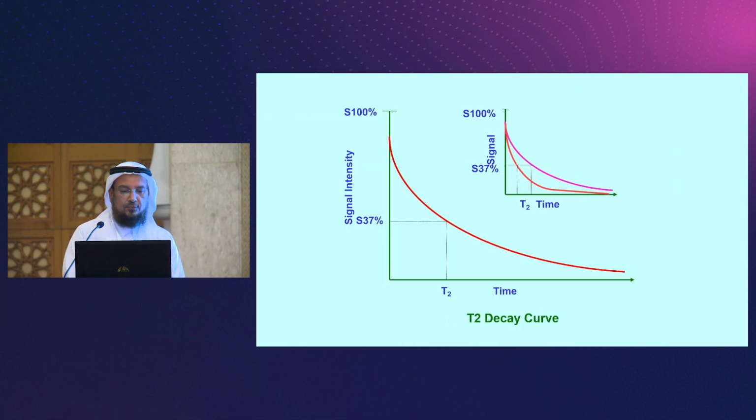Again, as I said, if we draw a curve, immediately after we flip the protons, the signal will be maximum. By the time, that signal will decrease until eventually it will be zero. And this is a comparison between two curves, two tissues; each tissue will act differently. For example, we have fat, gray matter, white matter, CSF. Each one will have a different response, different relaxation.